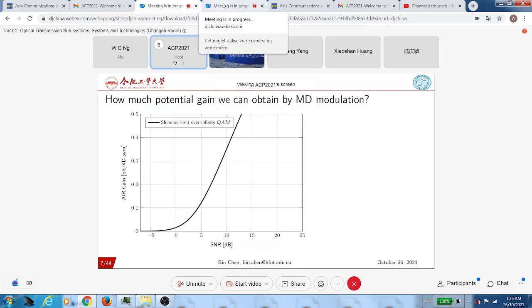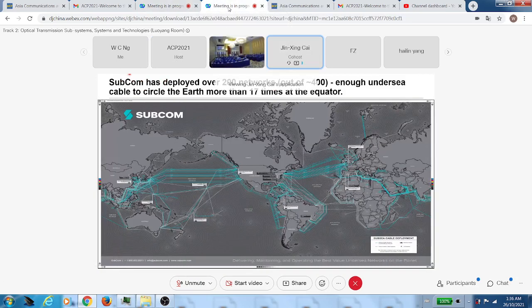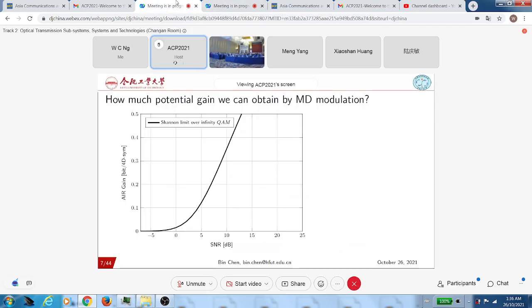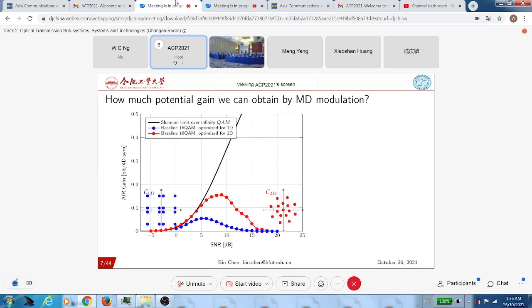Now I'll show how much gain we can get and why we use multi-dimensional modulation formats. I'm from Subcom, which specializes in designing and deploying submarine systems. We have deployed enough cable to circle the Earth more than once. The black curve shows the limit in SNR. If you compare, for example, the baseline is 16 QAM, which means you have 16 points.